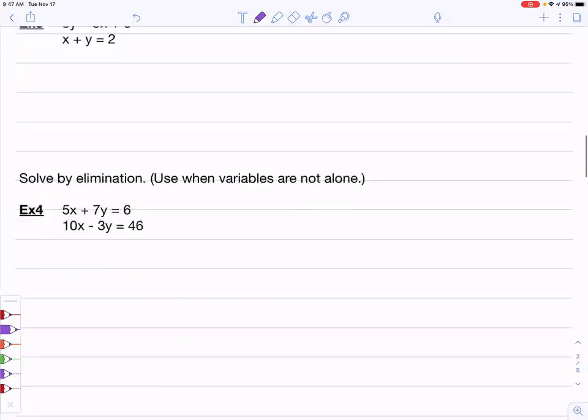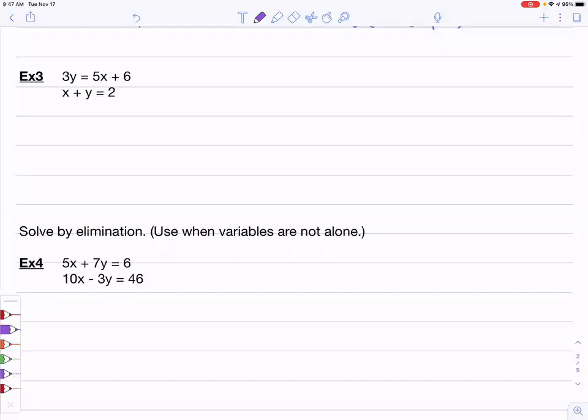Okay, number 3. Similar concept. The difference here is that it doesn't say y equals or x equals. Okay, so what I would recommend, you actually have 3 variables that are almost alone. Look at the top guy. What could you do to get y by itself on top? Divide by 3, but what would happen when you do that? Fractions. Do you want to work with that?